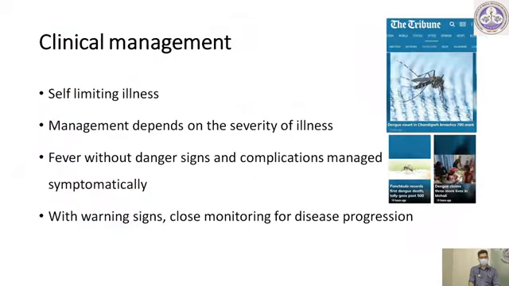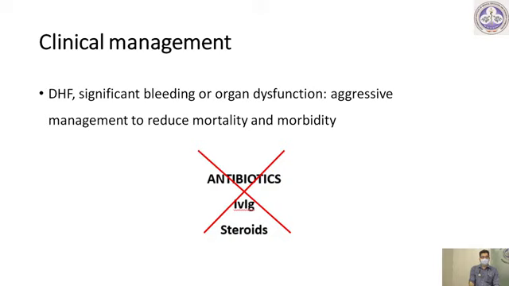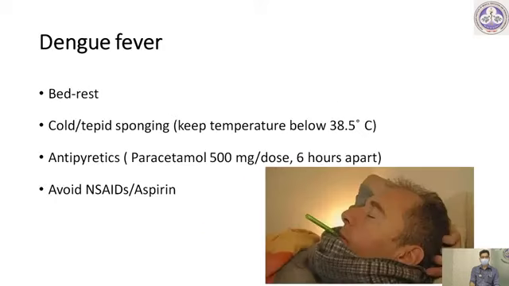As we know, dengue is a self-limiting illness, and the management of dengue depends on the severity of illness. Fever without danger signs and complications can be managed symptomatically, while fever with warning signs requires close monitoring to look for disease progression. In the clinical management of dengue hemorrhagic fever, significant bleed or organ dysfunction, aggressive management is required to reduce mortality and morbidity. IV antibiotics, intravenous immunoglobulins, or steroids have no role in the management of dengue fever.